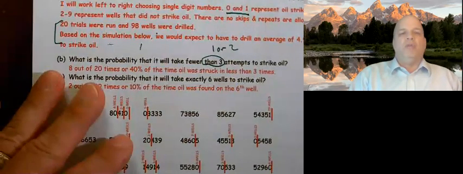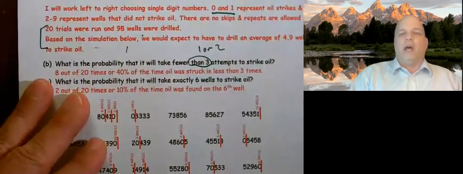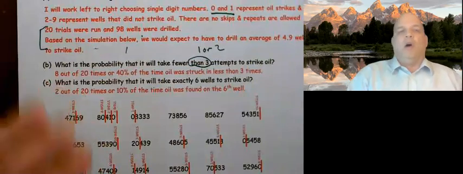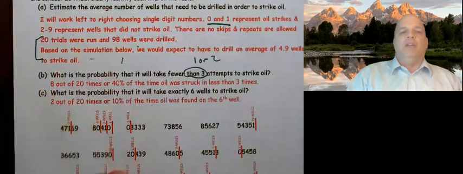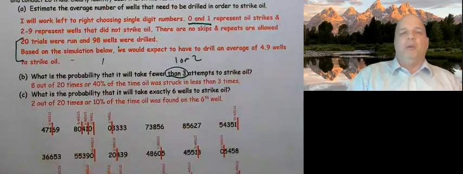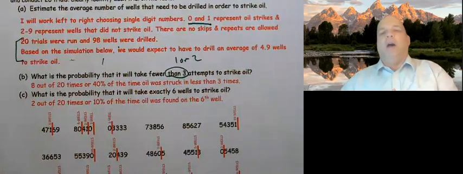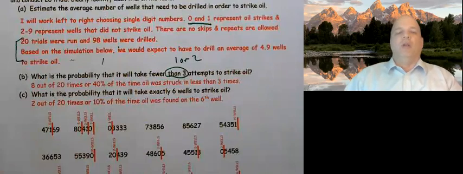Make sure that when you run the simulation, you always assign your digits. You always address whether or not repeats are allowed. Make a table, and then always make a conclusion. The conclusion should always look like, based on the simulation above or below, depending on how you set it up, we expect to have to drill an average of what, or do something an average number of times in order to be successful.